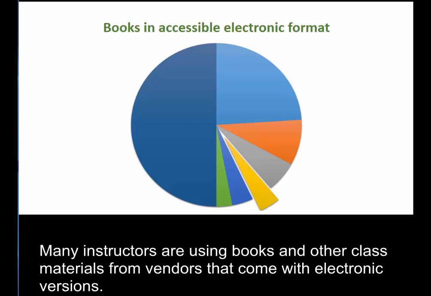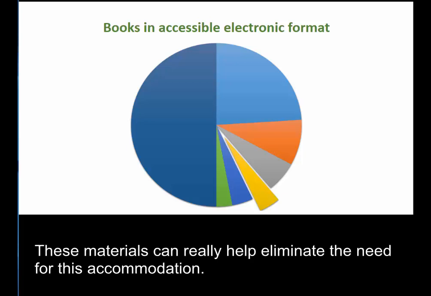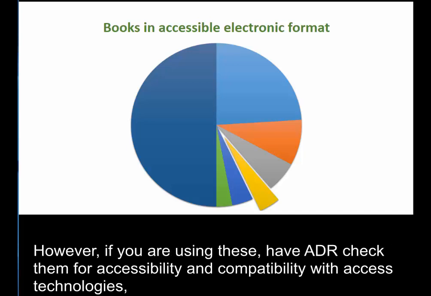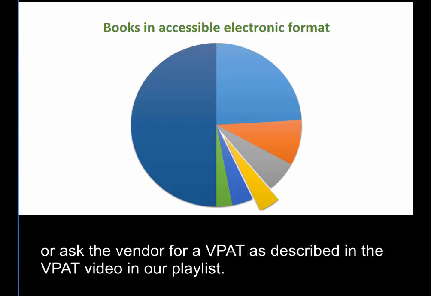Many instructors are using books and other class materials from vendors that come with electronic versions. These materials can really help eliminate the need for this accommodation. However, if you are using these, have ADR check them for accessibility and compatibility with access technologies, or ask the vendor for a VPAT, as described in the VPAT video in our playlist.